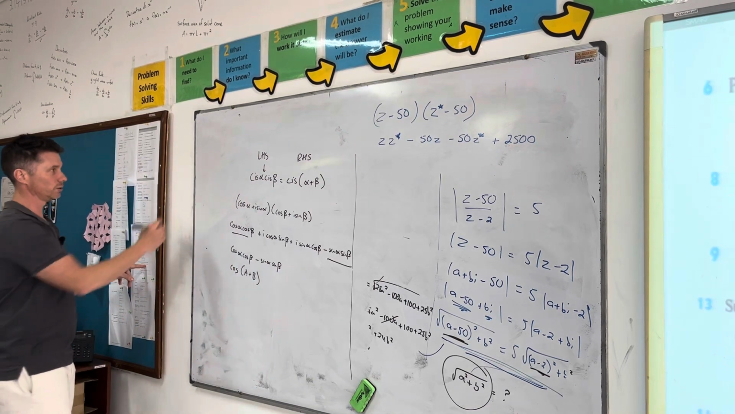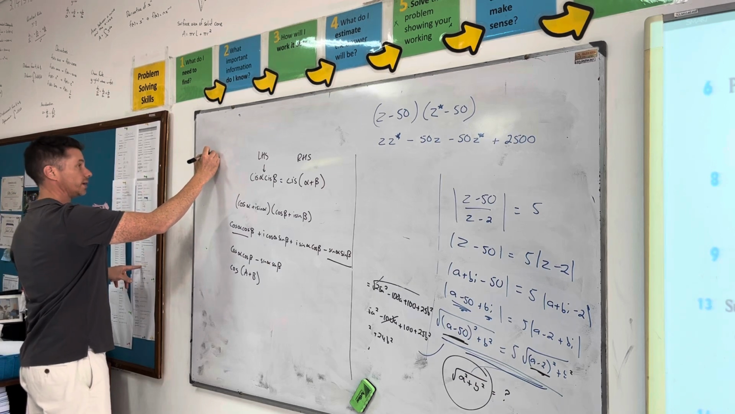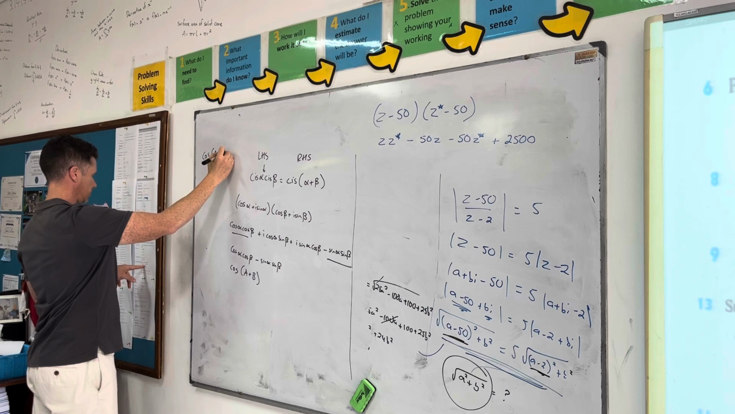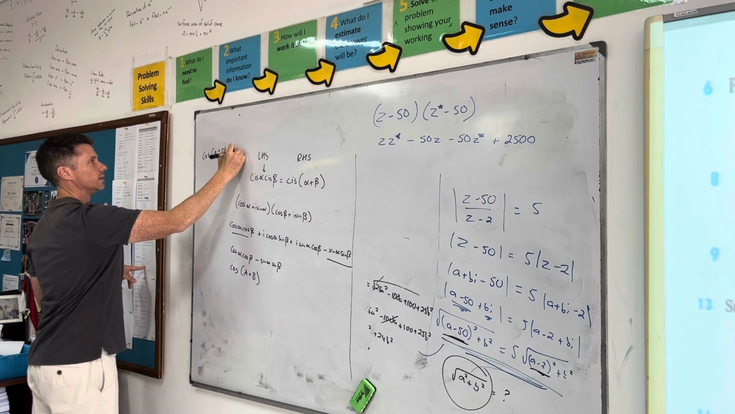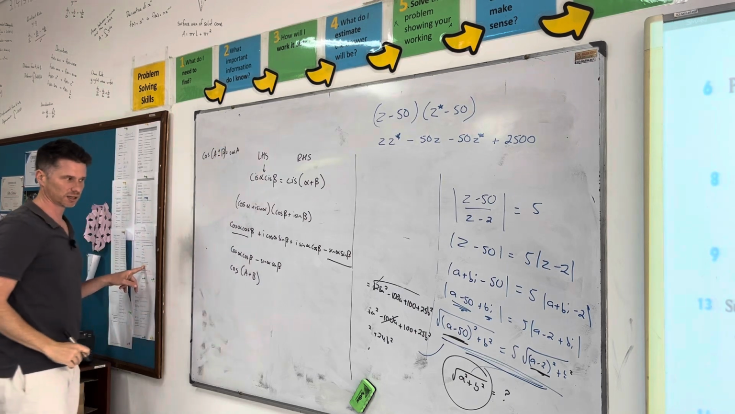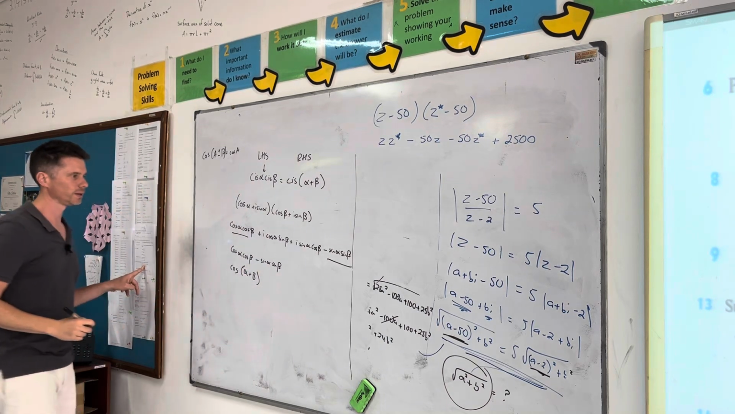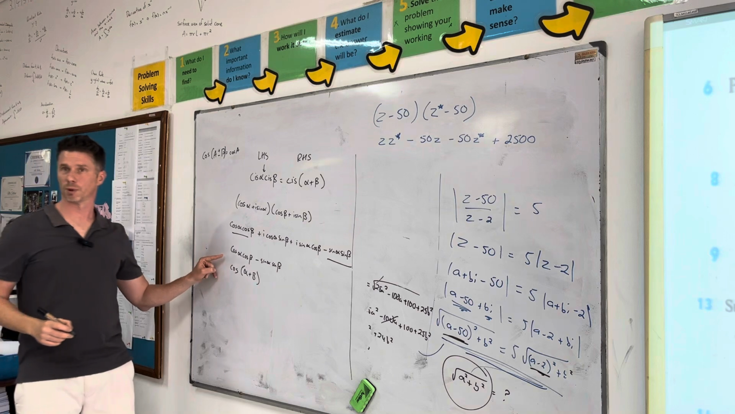If you check in your formula booklet, I'm looking at it now, cos(A ± B) is equal to cos A cos B minus sin A sin B, and so you see that in this. So I have A here, I should write this alpha. Okay, so that's that from the formula booklet.